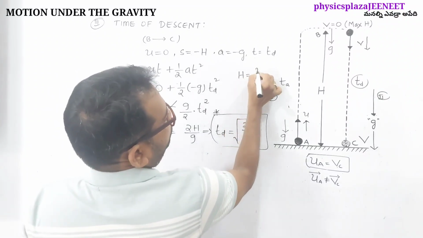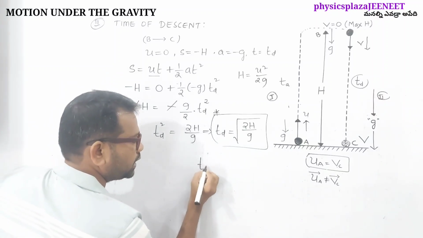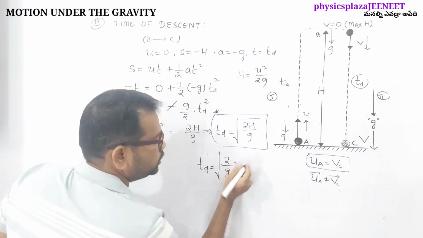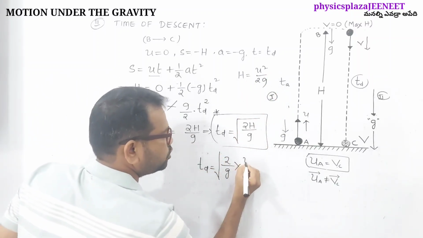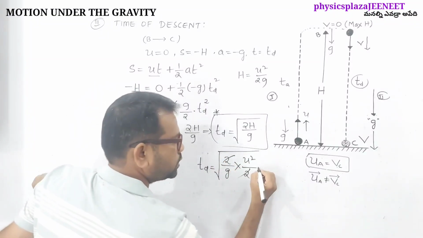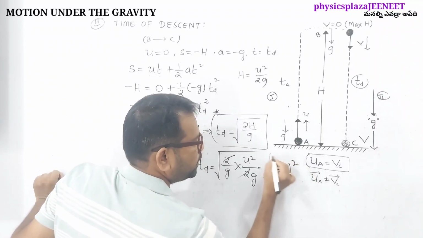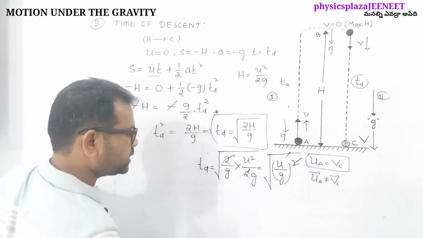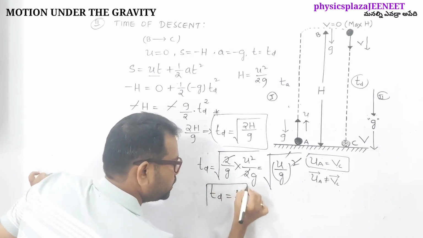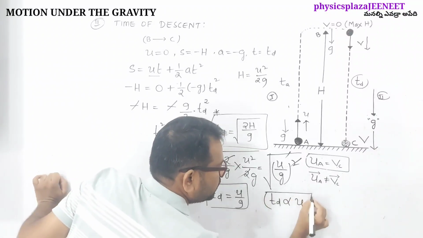h is equal to, already we got, u square by 2g. Now let us substitute in this case. So we get time of descent is equal to square root of 2h by g. In the place of h, now we are substituting u square by 2g. The 2 cancels, so now this will be u by g whole square. Square root gets cancelled. So time of descent is equal to u by g. So here time of descent also is directly proportional to the velocity of projection.